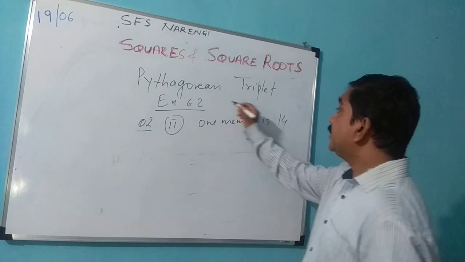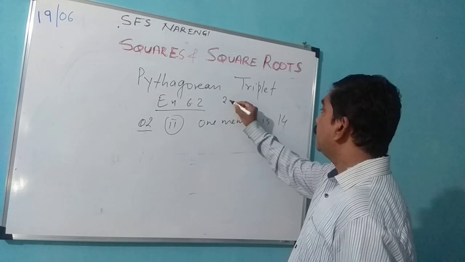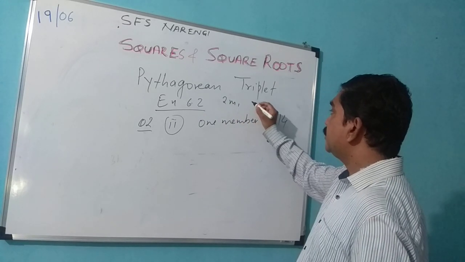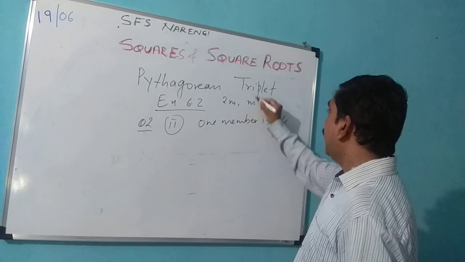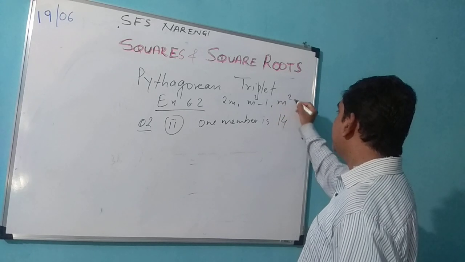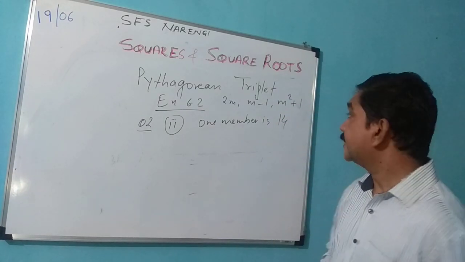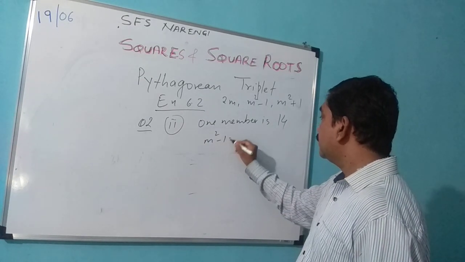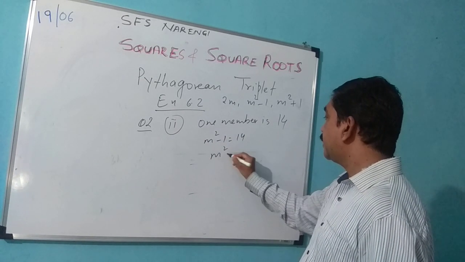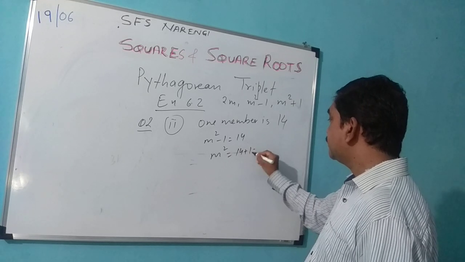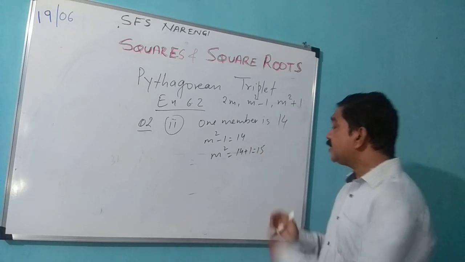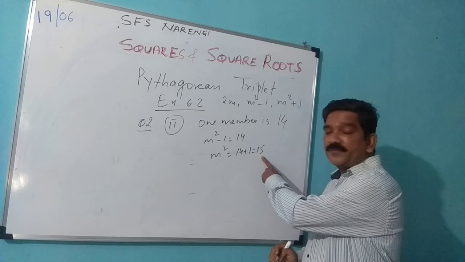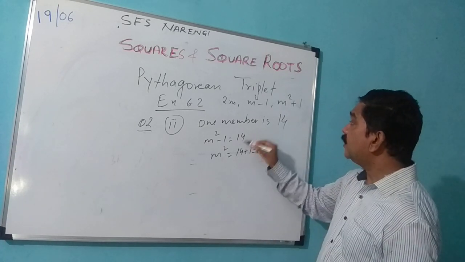Now we know very well what the Pythagorean triplet is: 2m, m square minus 1, m square plus 1. Clear? Now if I equate m square minus 1 equal to 14, what will I get? I will get m square is equal to 14 plus 1, that is 15. Now there is no number whose square will give me 15. So I will not take this.